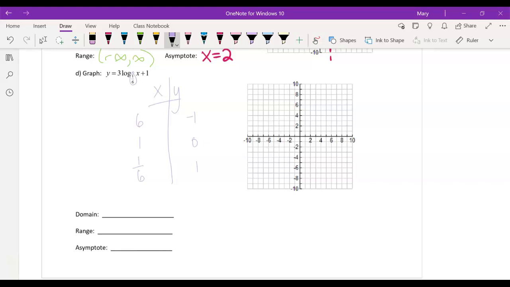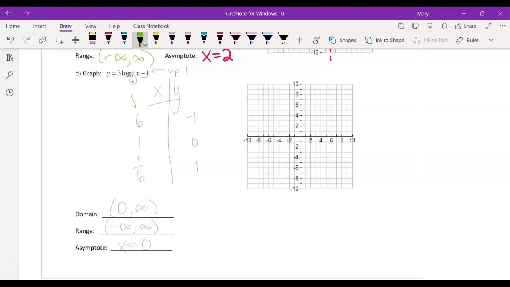You have to be careful because this +1 here is actually up 1 because it's not in parentheses, which means your asymptote is still going to be at x equals 0. And because of that, you actually could just do your domain and your range right now: 0 to infinity, and then negative infinity to infinity for your range.